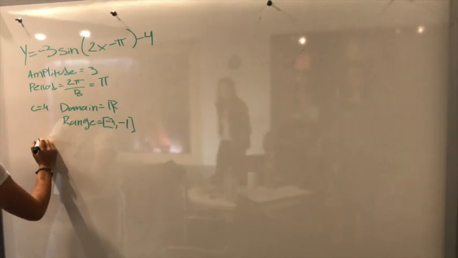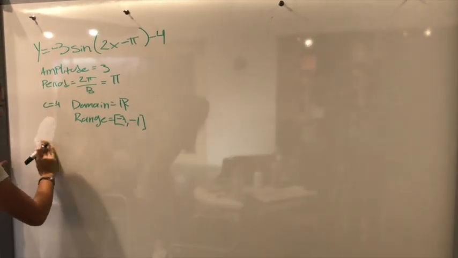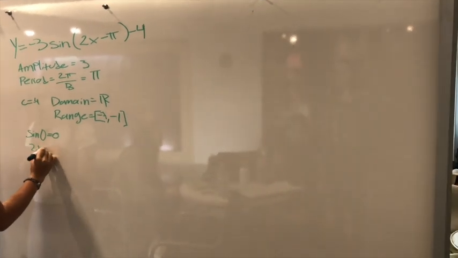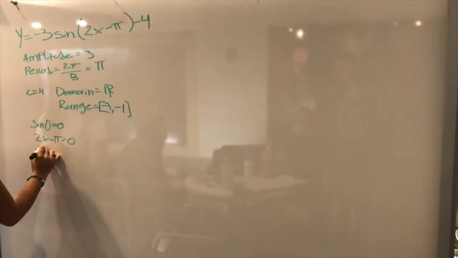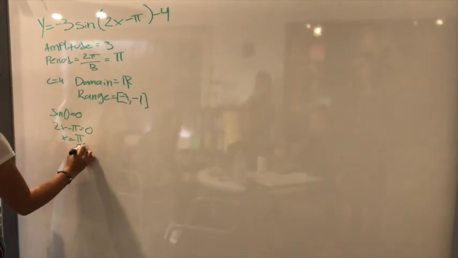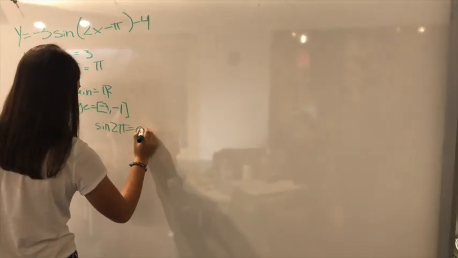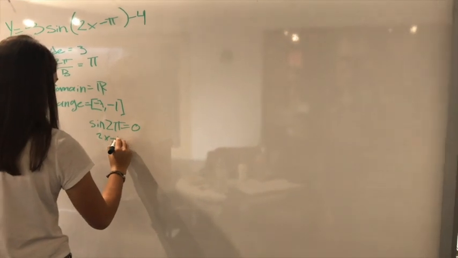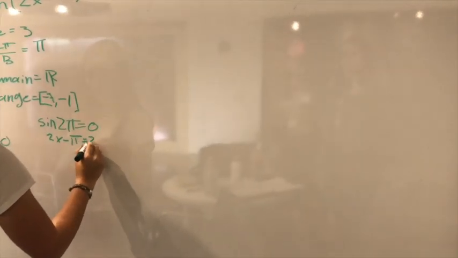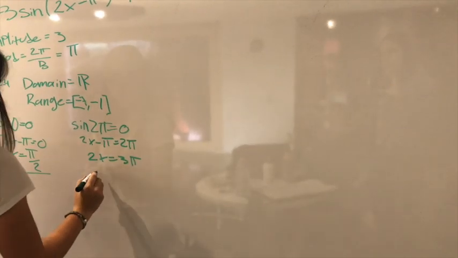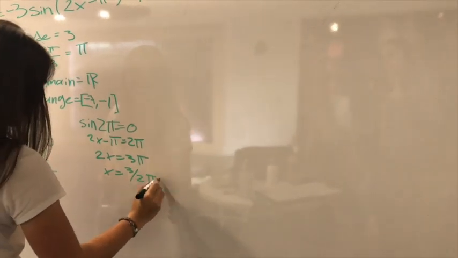To locate the two points of the function, we must establish that the sine of 0 equals 0, so 2x minus pi equals 0, and x is equal to pi over 2. Now, we also establish that the sine of 2 pi equals 0, so 2x minus pi equals 2 pi, we solve it, 2x equals 3 pi, and x is equal to 3 halves of pi.